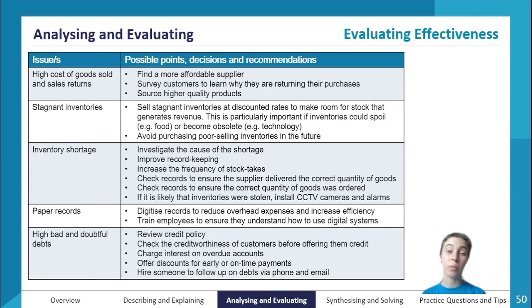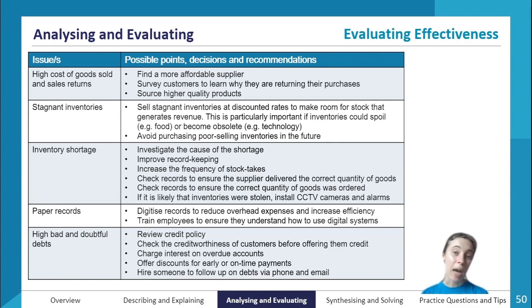There could be supplier issues as well if there's an inventory shortage, so checking records to make sure that suppliers delivered the correct quantity of goods to begin with, ensuring that the ordering was done correctly with the quantity that was ordered to begin with. And if it's likely that inventories were stolen, you could suggest that they implement measures to try and prevent that in future. So CCTV cameras and alarms as well.